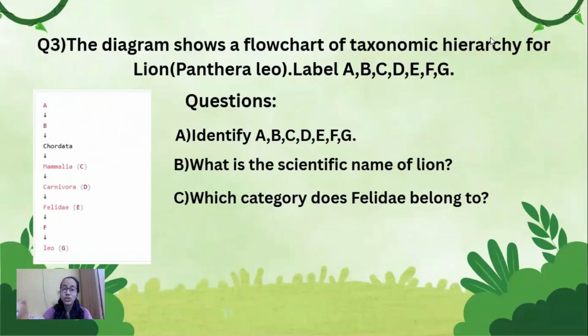The third question is, the diagram shows a flowchart of the taxonomic hierarchy for lion, that is, Panthera leo. Identify and label each of the parts. Also mention the scientific name of lion, and also mention which category Felidae belongs to.